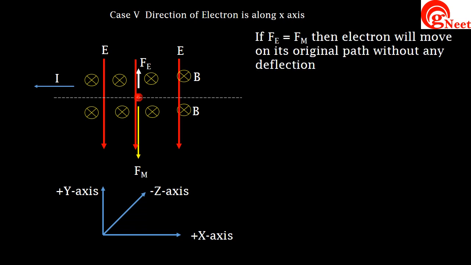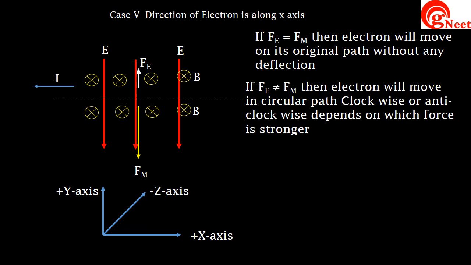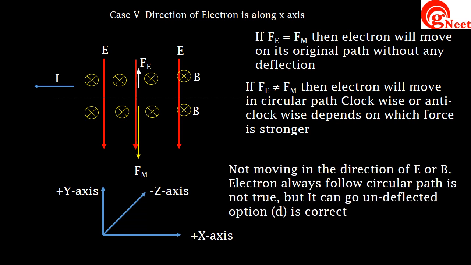If electric force is equal to magnetic force, the electron will move on its original path without any deflection. But if Fe is not equal to Fm, or the electric force is not equal to the magnetic force, the electron will move in a circular path, as resultant force is perpendicular to the direction of electron. It will be clockwise or anti-clockwise, that depends upon the direction of a resultant force.